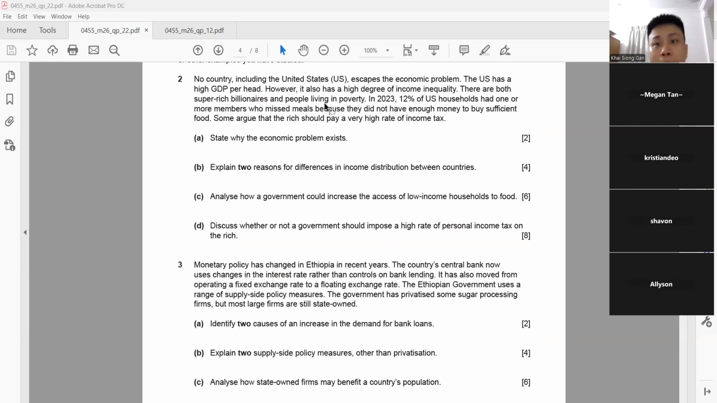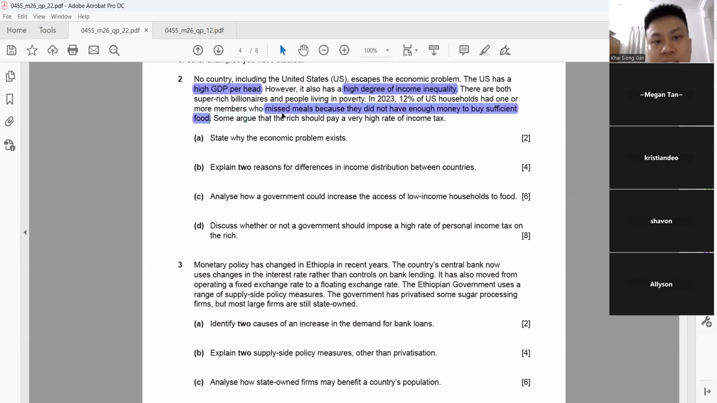Okay, now, no country, including the US, escapes the economic problem. The US has a high GDP per head. However, it also has a high degree of income inequality. They are both super rich billionaires and people living in poverty. In 2023, 12% of the US households had one or more members who missed meals because they did not have enough money to buy sufficient food.